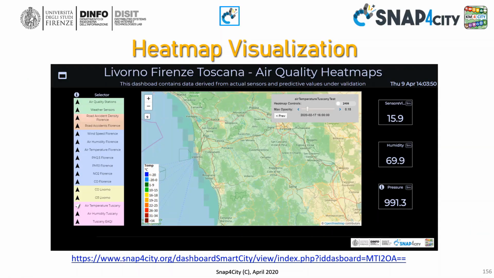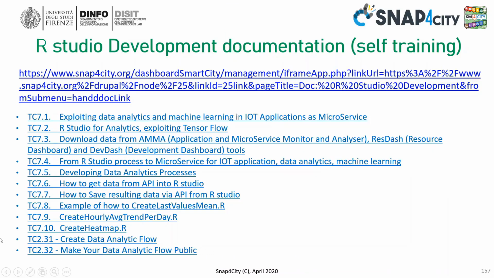In this slide, you can visualize the new heatmap, the Air Temperature Tuscany heatmap, and you can find the link of this specific dashboard here. In this slide, I reported the RStudio documentation for your self-training, with a lot of examples on how to use R. And well, my part is finished, so I want to thank you for your attention.